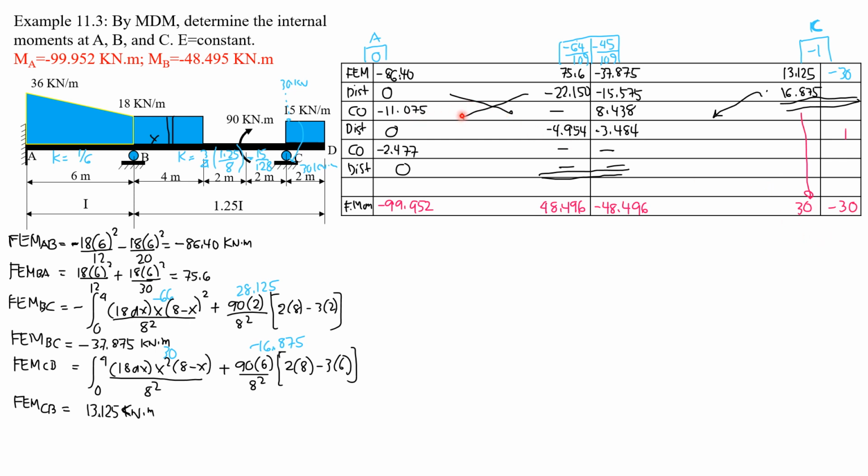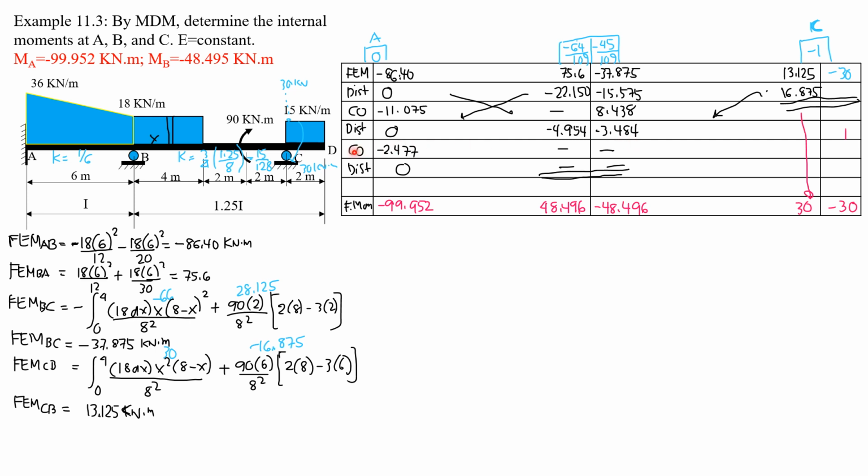So after that, these are the new unbalanced moments. Negative 11.075 times 0, still 0. Then 8.438 times negative 64 over 109, negative 4.954. 8.438 times negative 45 over 109, negative 3.484.